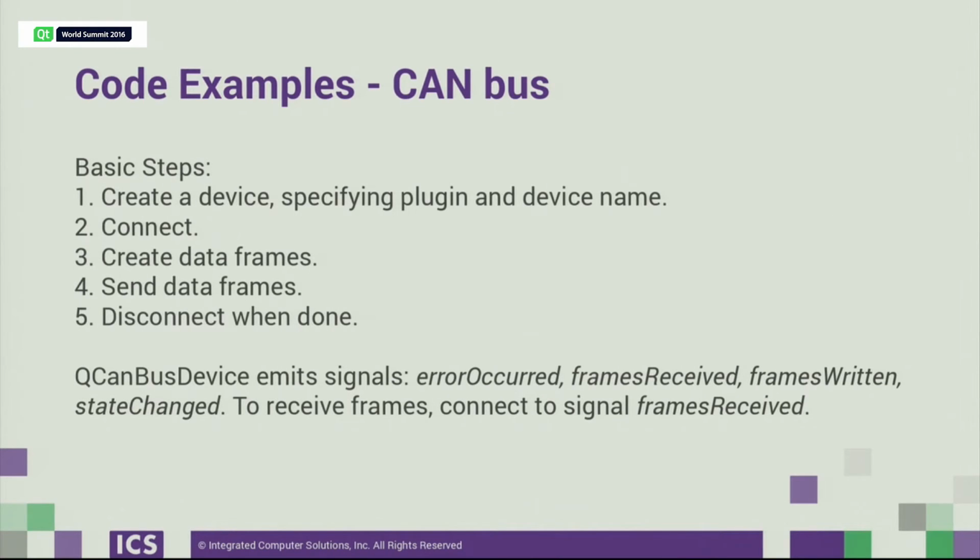So for CAN bus, there's a number of steps you have to go through. They're pretty straightforward. You need to create a device, specifying the backend plugin that you want to use and the device name. Then you need to connect, and then you can start creating data frames with the data payload that you want and send them. And then when you're done, disconnect. Connect isn't really doing anything more than opening the device. There isn't really anything you're connecting to because it's a peer-to-peer protocol.